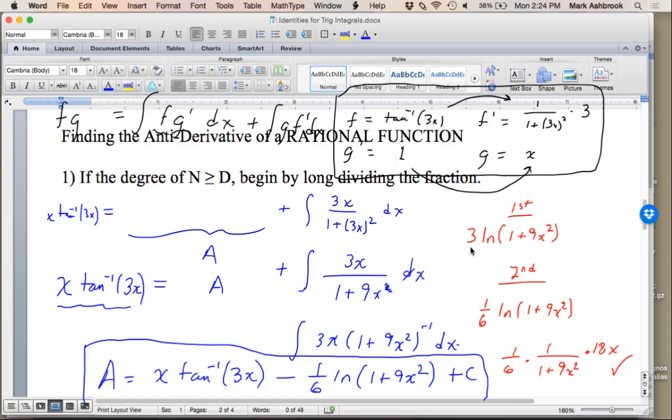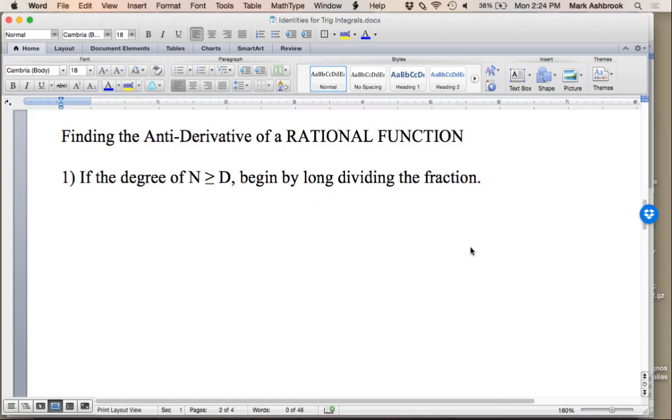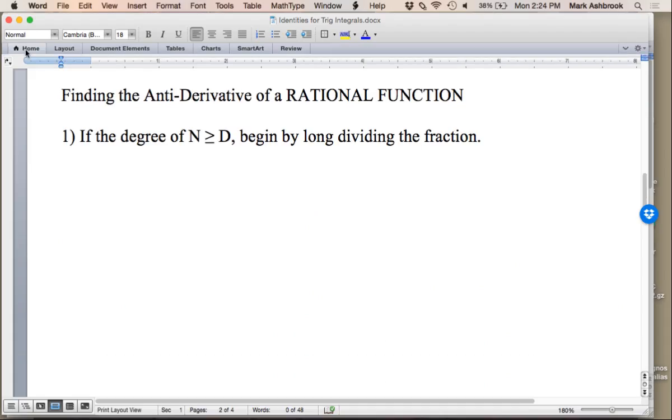Okay, so let's move on. The next thing we're going to look at is what's called rational functions. Rational functions are one polynomial divided by another. For instance, like this. That's one polynomial divided by another, so it's a rational function.